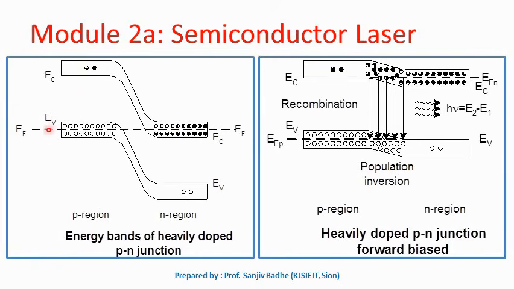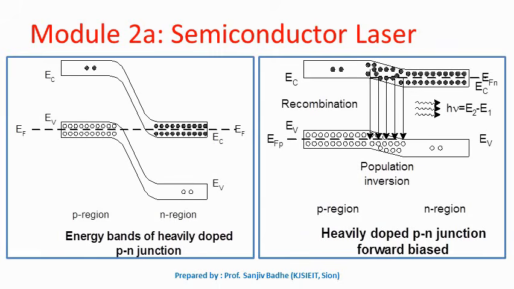This is unbiased PN junction. In this case, here we have very few electrons, holes are large in number but electrons are very few. So very few electrons can recombine with holes, so very few photons can be obtained. Here we have large number of electrons on N side, but very few holes in the valence band, so very few electrons can recombine with the holes again, so very few number of photons are obtained on this side as well. So how to increase the number of photons?